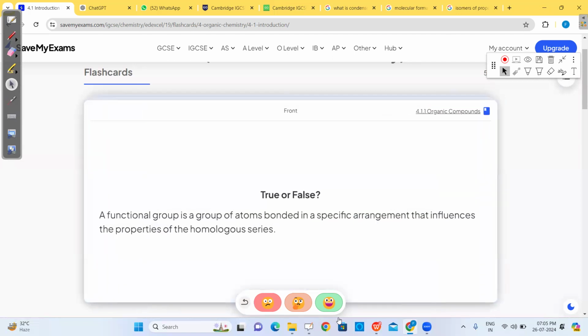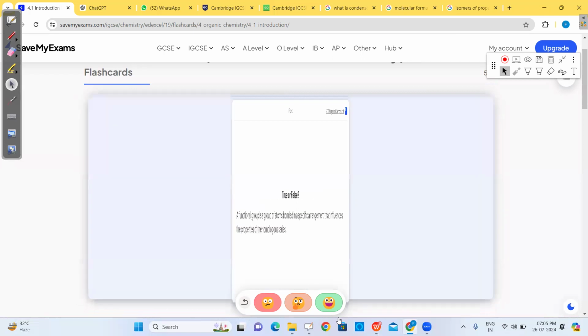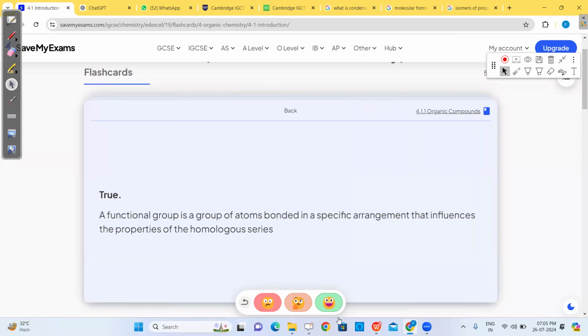A functional group is a group of atoms bonded in a specific arrangement that influences the properties of a homologous series. Is it true or false? Yes, it is true, because a functional group is indeed a group of atoms. For example, for alcohols, you will always see OH attached to the hydrocarbon. For carboxylic acids, you will see COOH attached. For alkanes, it is a single bond, C single bond C. For alkenes, it's a double bond, C double bond C.